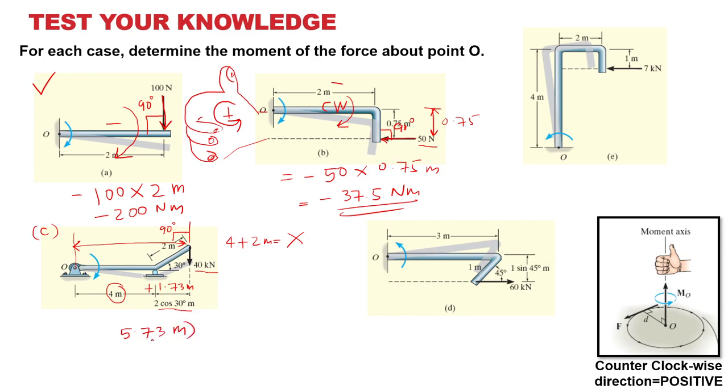5.73 meter multiplied by force, 40 kilonewton. So 40 kilonewton times 40, 69.3 kilonewton meter. Okay, now you decide, negative or positive. It's rotating like that, following the clock. Clockwise is negative. So it's a negative. Then you press next, eh? No.